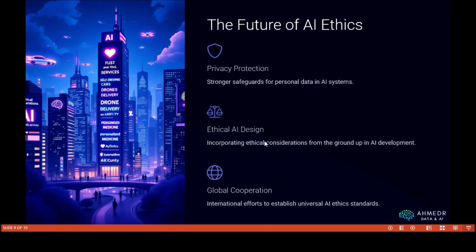So, what is the future of AI ethics? We could see a rise of privacy protection to ensure there are stronger safeguards for personal data in AI systems. Ethical AI design, incorporating ethical considerations from the ground up into AI development. And global cooperation and international efforts to establish universal AI ethics standards.